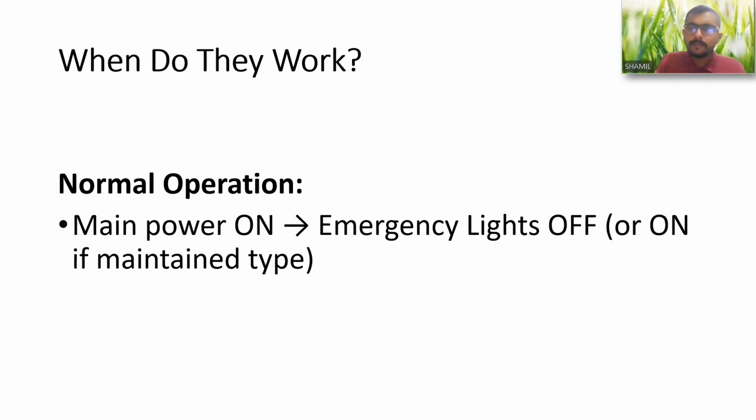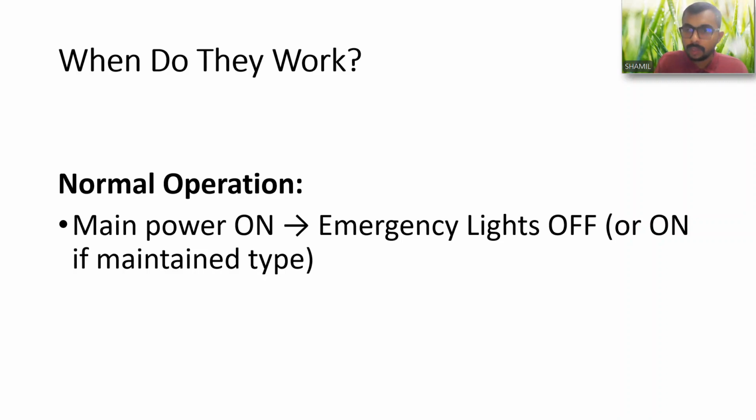So how do they work, or when do they work, to ask correctly? During normal operation in any building, when the building is completely fine, when the lights are properly working, everything is normal, and all the systems are working perfectly well, the emergency lights normally will be off.